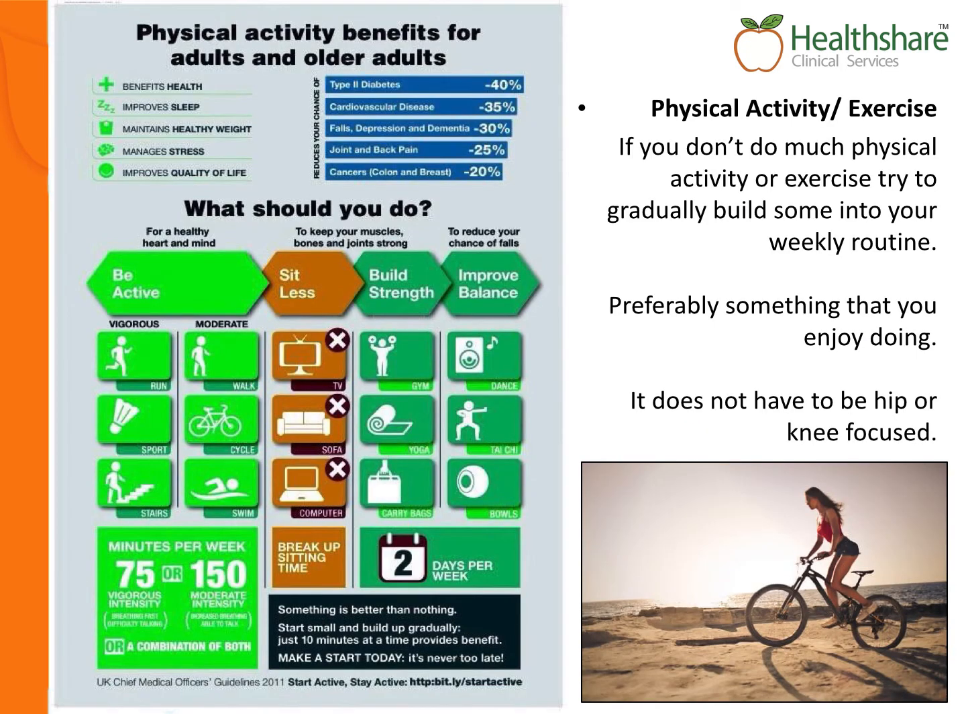So as a physio service, we promote physical activity. If you don't do much physical activity or exercise at the minute, try and gradually build something into your weekly routine. Preferably something that you enjoy doing, and it doesn't have to be hip or knee focused. If we look at the guidelines we have here, we should be looking at doing 150 minutes of moderate exercise a week. If you try and break that down, that would be 30 minutes 5 times a week, and that might be walking, cycling or swimming. If you wanted to do something more vigorous, it might be running, sport or taking the stairs.